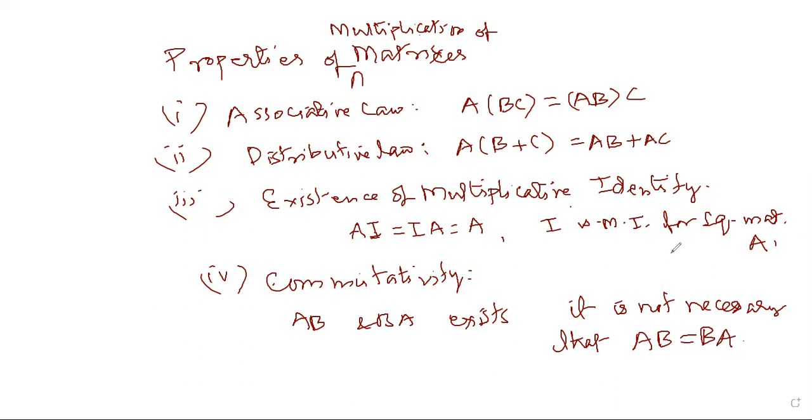Then zero matrix: the product of two non-zero matrices can give the zero matrix. A, B can be equal to zero. The zero matrix is denoted by O, and O is the zero matrix which has all elements 0. So these are the properties.